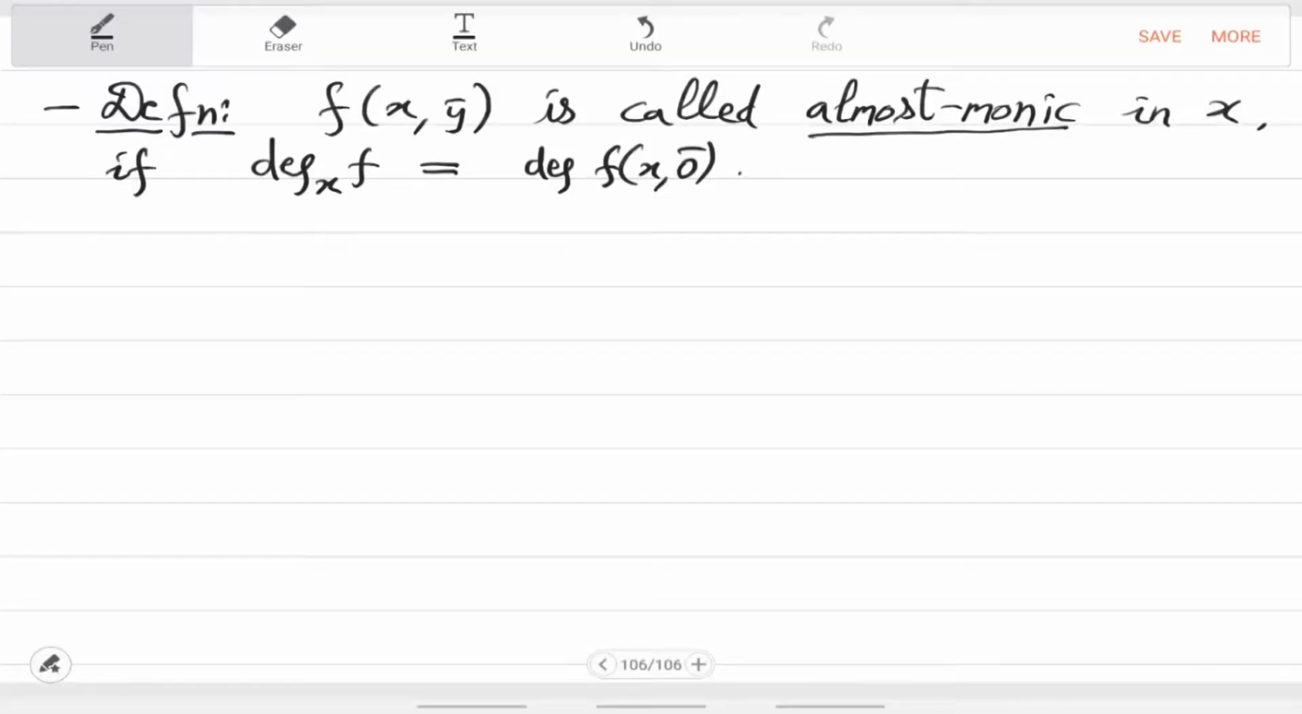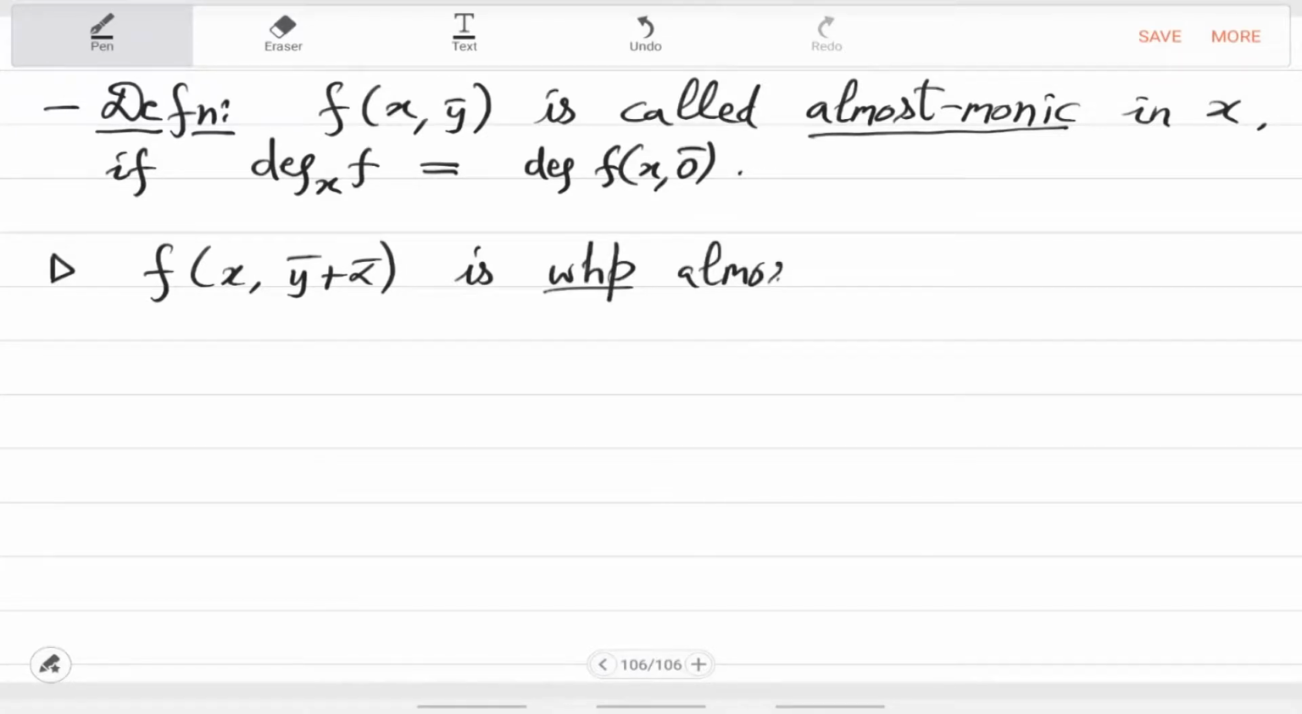Now your input polynomial may not be of this type. So what you will do then is randomly shift, and invoke the previous lemma. So f(x, y bar plus alpha bar) is, with high probability, almost monic for alpha bar randomly picked from S to the n. Is this clear?